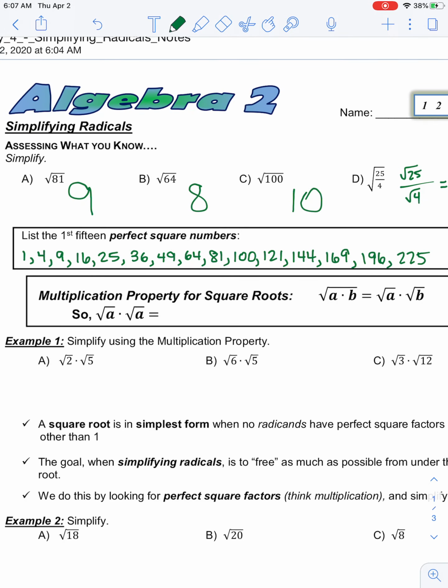So if we ever have a square root with any of these numbers underneath, we can simplify to get a whole number. We don't have a decimal or anything else as long as it's a perfect square. So it's important that we recognize, like in our 4 problems above, that any time these numbers are under the root, you can simplify that.